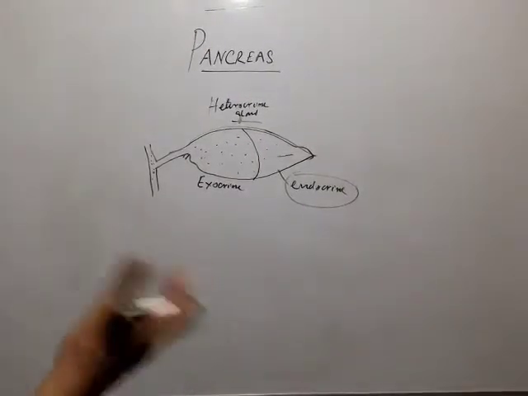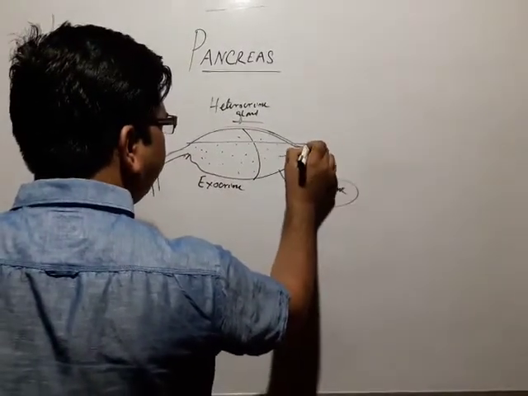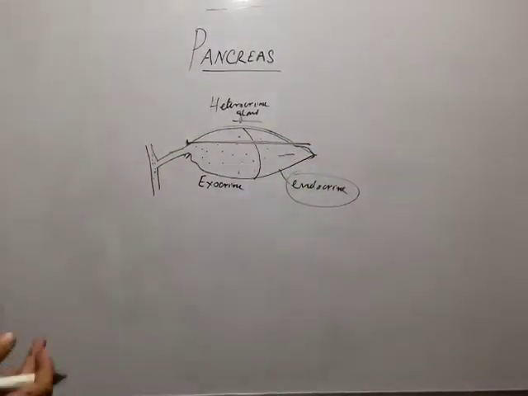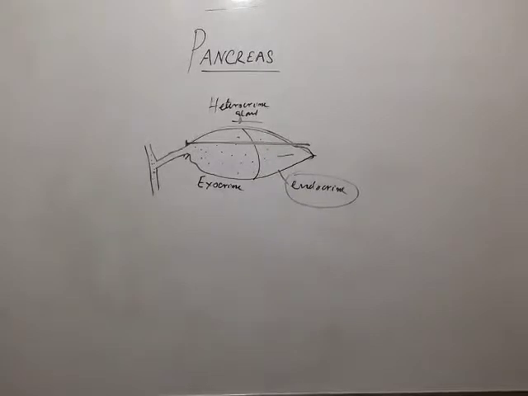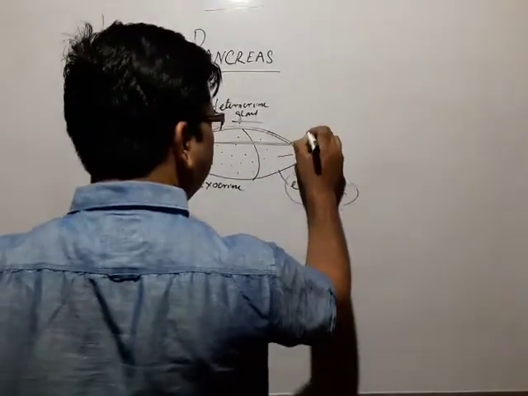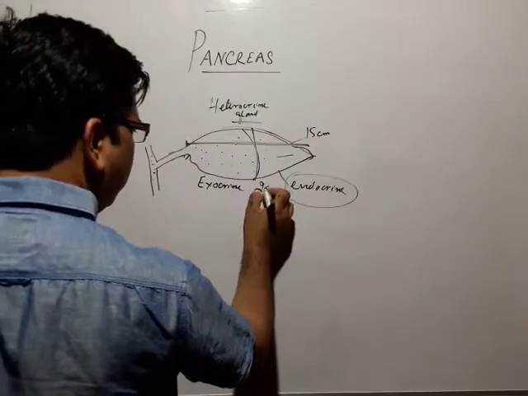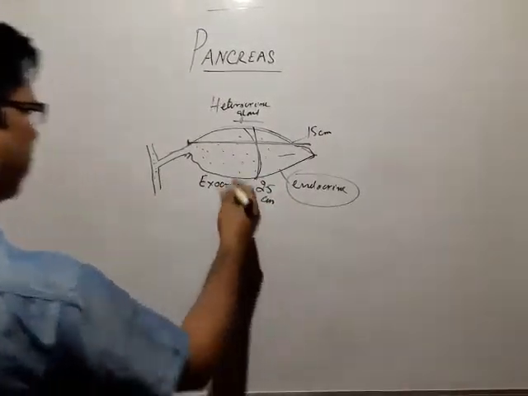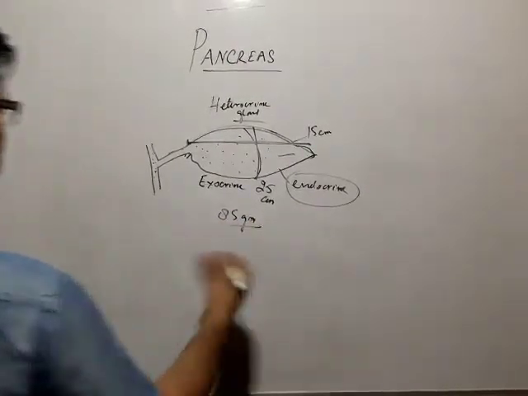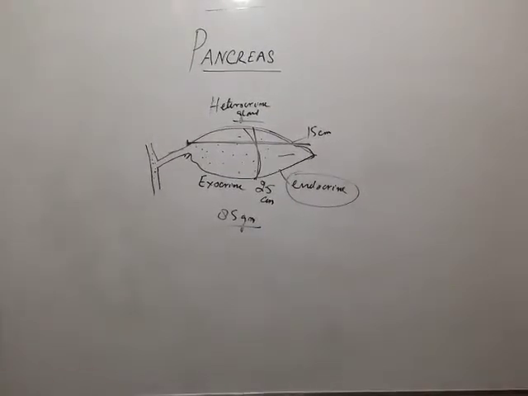Let us first discuss the weight and the length. The length of this pancreas, if we consider this part from end to end, is 15 centimeters. This has a width of 2.5 cm and a weight of 85 grams. It has both exocrine and endocrine part.